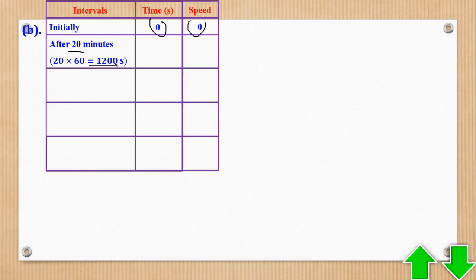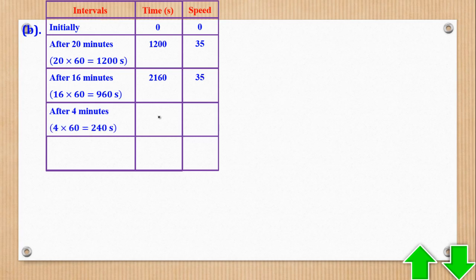So it will help us somewhere. So let's do it all at once. After 20 minutes, that is after 1200 seconds, it means that here time is 1200 and here speed is 35. Then after 16 minutes, which is this, I'm going to add this plus this to give you this. The speed is still maintained because he said he maintained the speed.